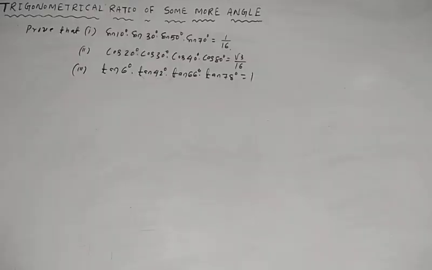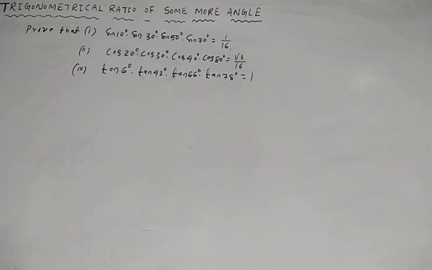So prove that sin 10 degree into sin 30 degree into sin 50 degree into sin 70 degree equal to 1 by 16, and cos 20, cos 30, cos 40 into cos 80 equal to root 3 by 16. Then tan 6, tan 42, tan 66 into tan 78 degree is equal to 1. So how to prove this one?